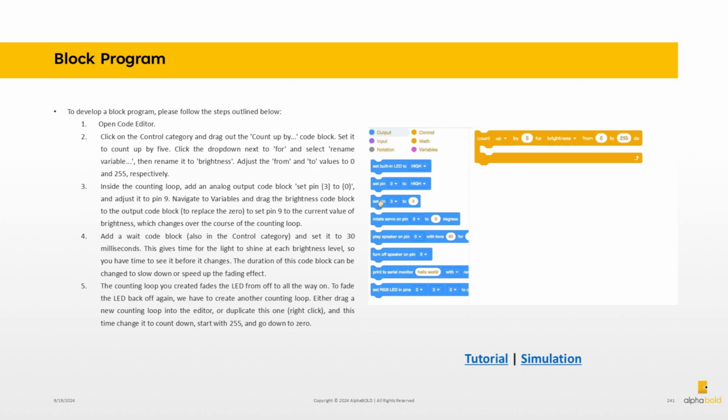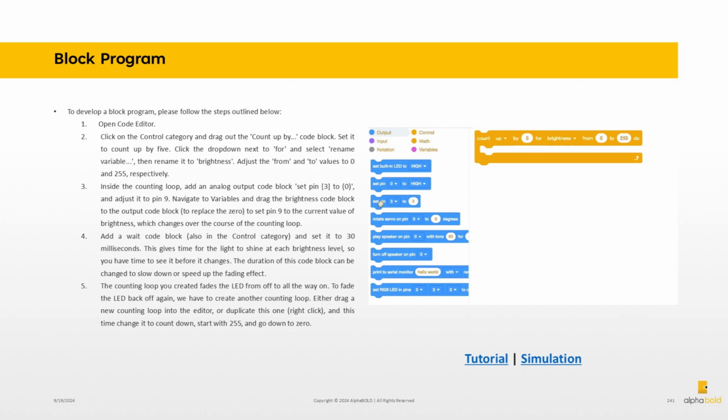Inside the counting loop, add an analog output code block, set pin 3 to 0, and adjust it to pin 9. Navigate to Variables and drag the brightness code block to the output code block to replace the 0, to set pin 9 to the current value of brightness, which changes over the course of the counting loop. Add a wait code block, also in the control category, and set it to 30 milliseconds.